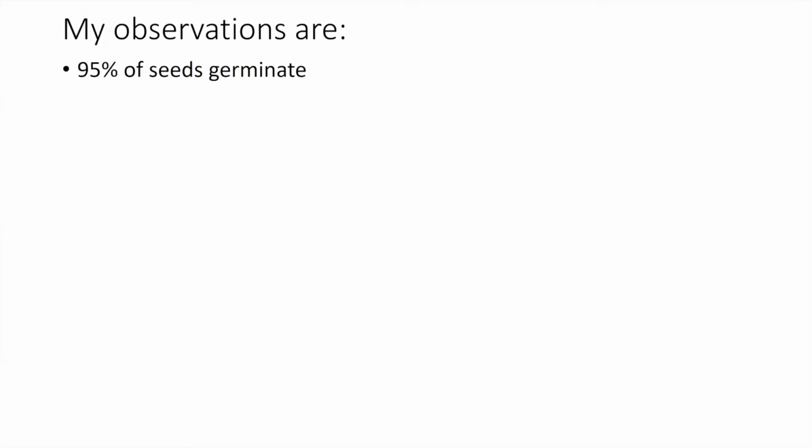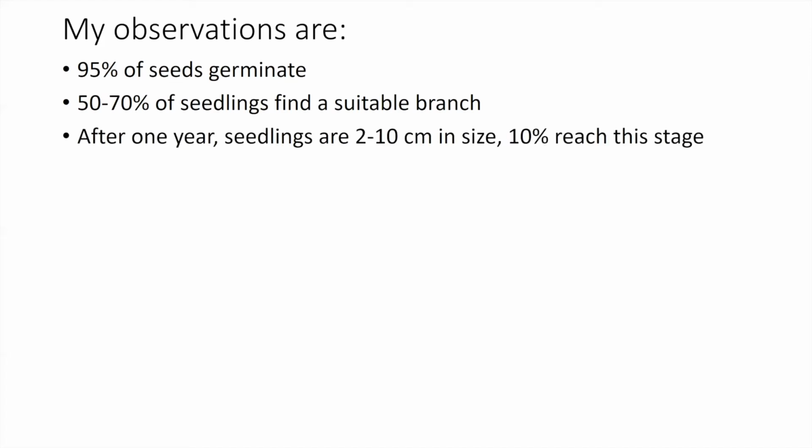Now, my observations when I'm trying to grow mistletoes is 95% of seeds germinate. It's easy to get them to germinate, but only about 50 to 70% of seedlings find the branch. And you saw some of the ones that don't find the branch, and I've got no idea why that happens. After 1 year, seedlings get to 2 to 10 centimetres in size. Only about 10% reach that stage.